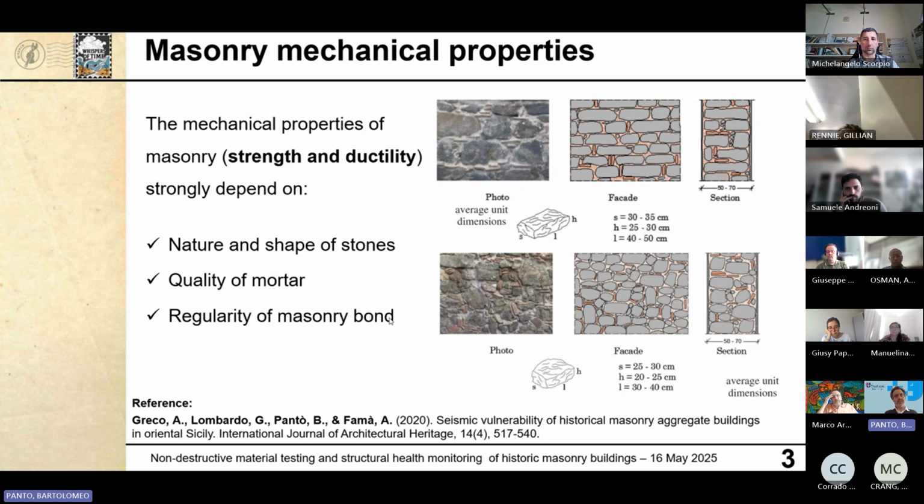However, if we know the characteristics only of stones and mortar, we can have an idea of what the behavior of masonry could be, but we cannot directly estimate the characteristics of masonry given the characteristics of bricks and mortar. This is fundamental. This is linked with what we are going to discuss today, in particular the non-destructive tests, which try to look at the masonry as a global material, not unit by unit, stone by stone, or mortar itself.